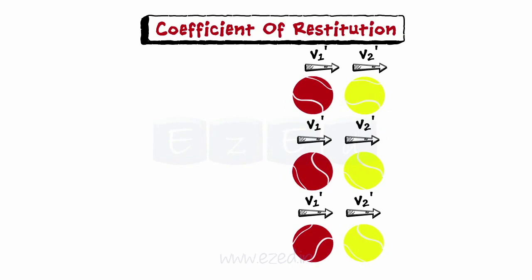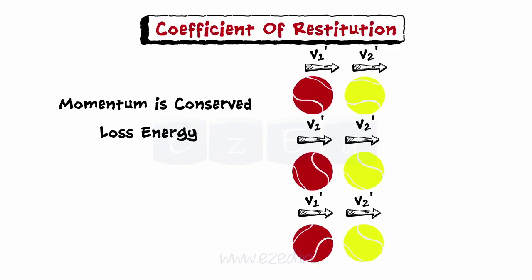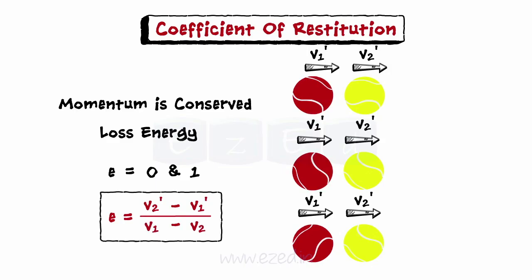In all the three cases, momentum is conserved and there is loss in energy during impact. In all the three cases, the coefficient of restitution is between 0 and 1. The equation for coefficient of restitution is given as the difference in velocity after the collision divided by the difference in velocity before the collision.